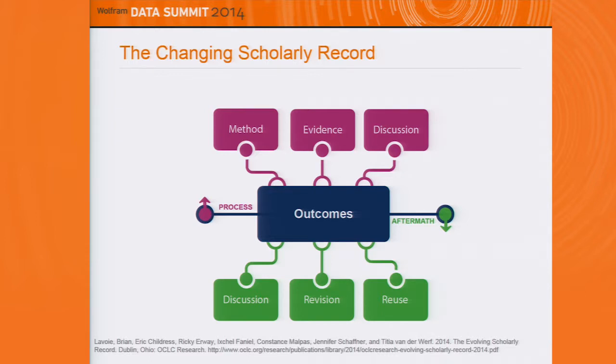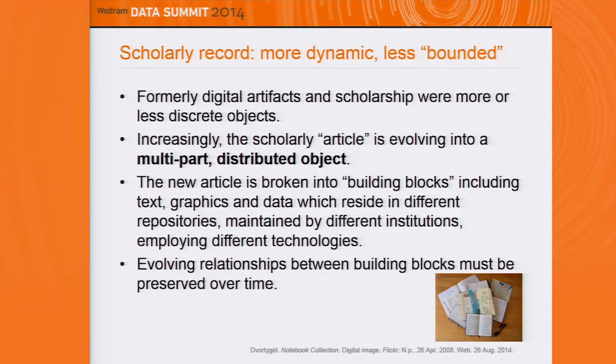We end up with a very new, very dynamic environment, something that is quite exciting. The scholarly record becomes more dynamic and less bounded. Once upon a time, digital artifacts and scholarship were more or less discrete objects. Now we're seeing that the article is evolving into a multi-part distributed object. I'm going to say that again because it's so important. Think of a scholarly article as a multi-part distributed object.